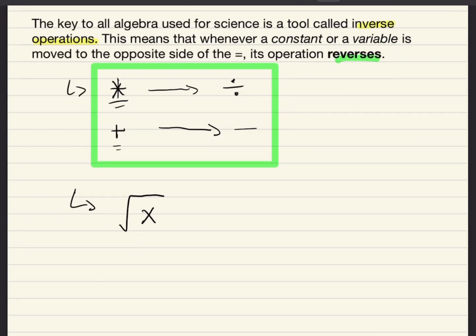Another common category of inverse operations or reverse operations is when we have roots and exponents. If we want to remove a root and we bring it to the other side, we simply exponentiate that variable or the constant. At the same time, if we have an exponent and we want to remove that exponent, then we can root it and that's going to remove that exponent. So this is another key inverse operation as well.